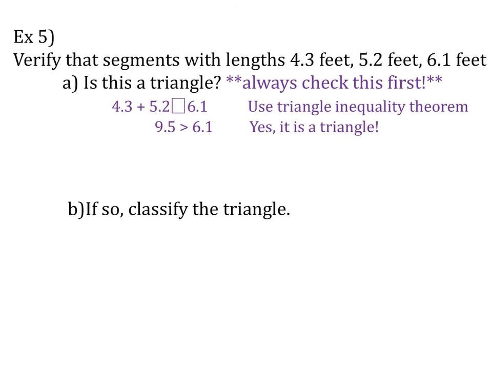So we can see by this combination, 4.3 and 5.2 adds up to be 9.5. So our 2 smallest legs do come out to be greater than the longest leg, or longest side. So we know that we're dealing with a triangle. Next, we want to classify it.